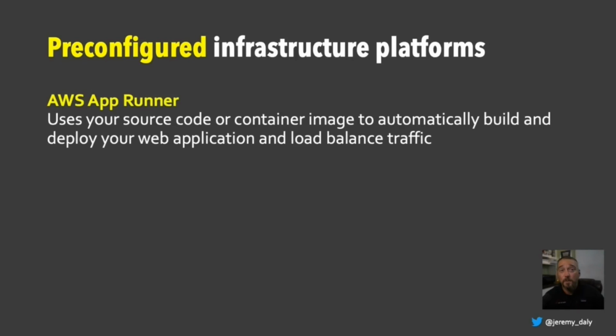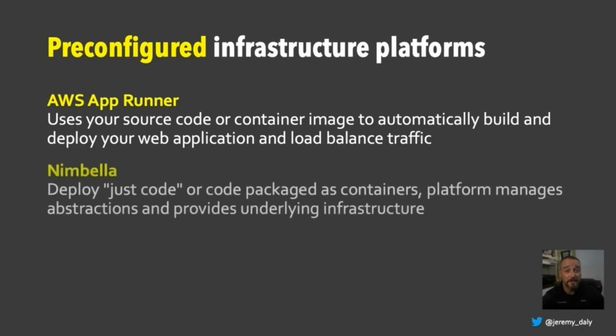And these are very cool. So one of these is the AWS App Runner service. All you got to do is take your source code or a container image, you just drop it in there, and it automatically does web applications with load balanced traffic and things like that. Very, very cool stuff. Nimbella is a similar sort of service.